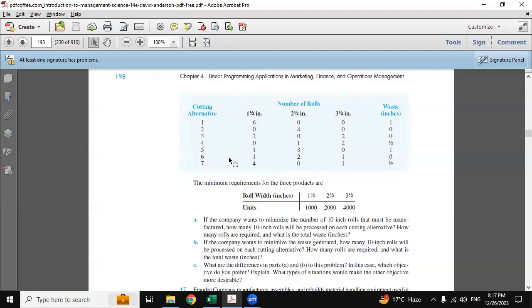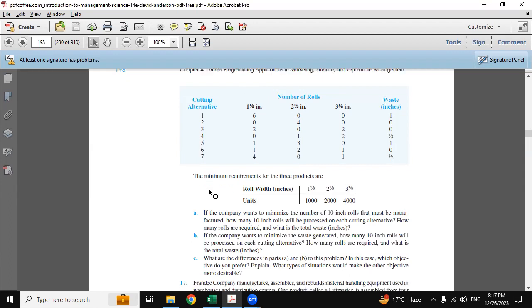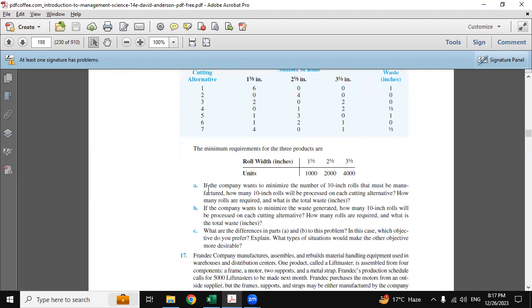Again, this is the tabular format where they have provided the columns, cutting alternatives, and these are the number of rolls for 1.5 inch, 2.5 inch, and 3.5 inch. These are the waste inches. Now here they have used three parts for the question.